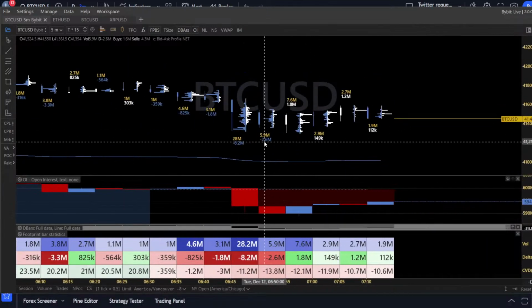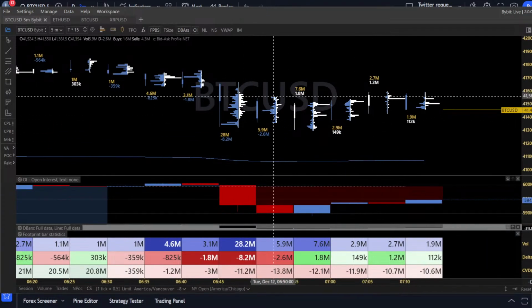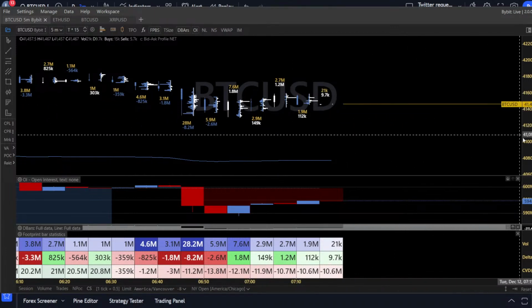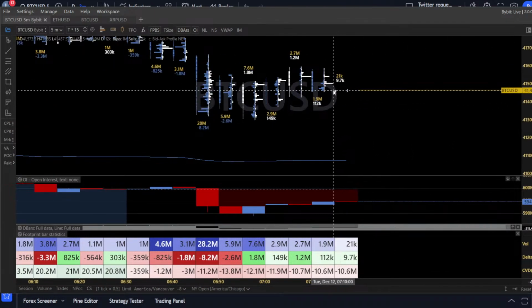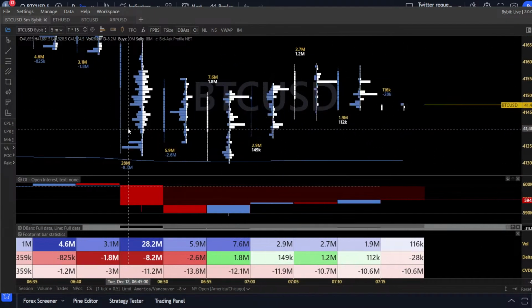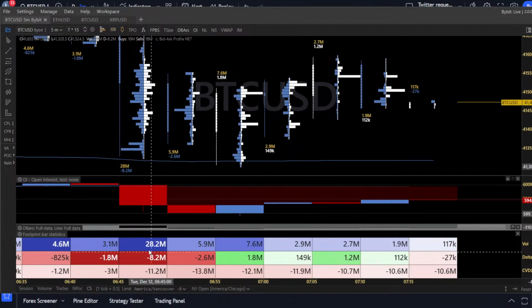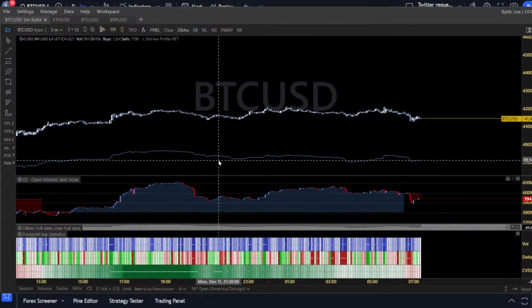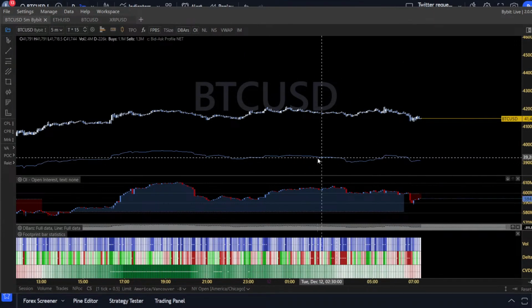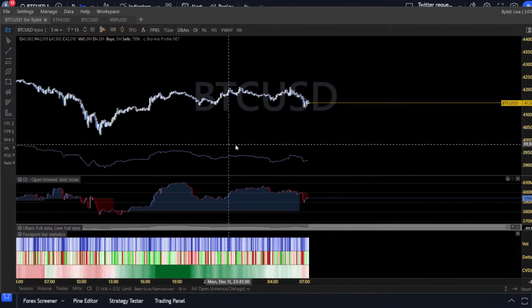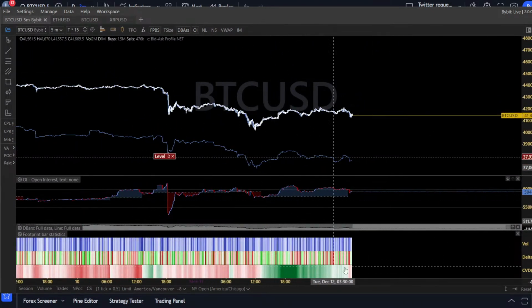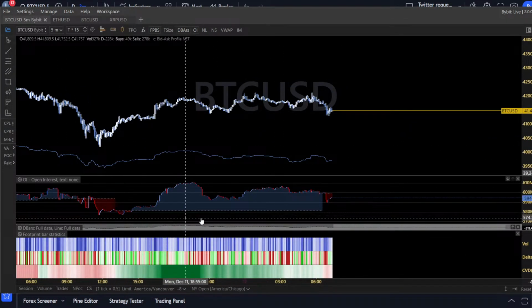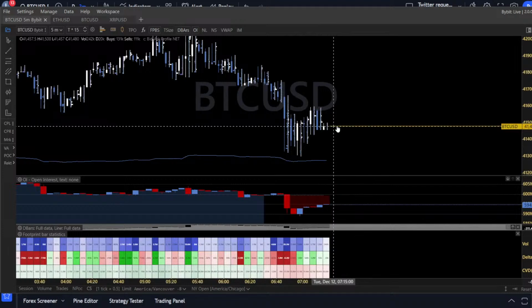And just the inverse is happening here. We are rejecting from this local range high here, so the lows may get taken. But anyways, that's what delta is. It's shown down here. It's also shown as a line here. This is the delta line. It's the same information that's being shown down here. It's just visualized differently. And this is your open interest.